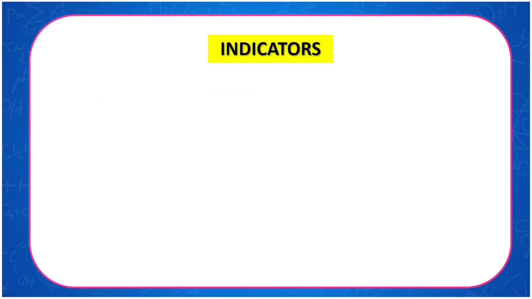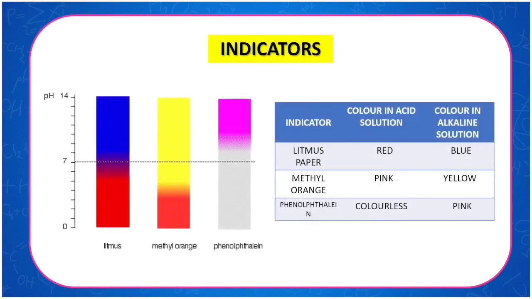Indicators: litmus paper is red in acid solution and blue in alkaline solution. Methyl orange is pink in acid solution and yellow in alkaline solution. Phenolphthalein is colorless in acid solution and pink in alkaline solution.